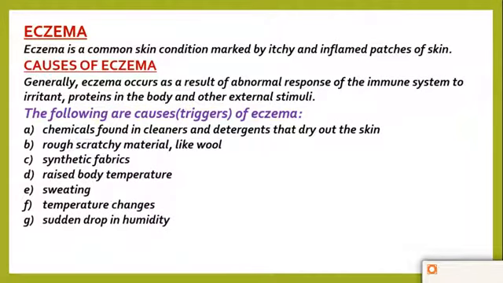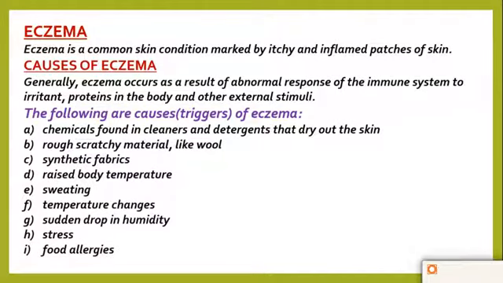We have sudden drop in humidity. Now, humidity here refers to the amount of water vapor in the atmosphere. Sudden changes in the amount of water vapor in the atmosphere can lead to the occurrence of eczema on the skin. Stress: if you are stressed out, restless, and have no rest, you can have what we call eczema.